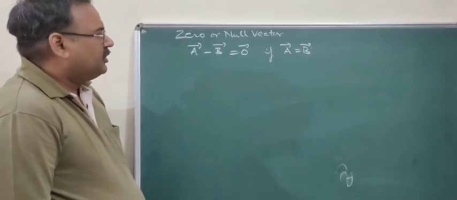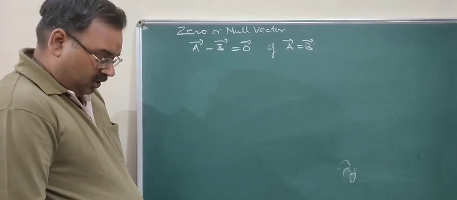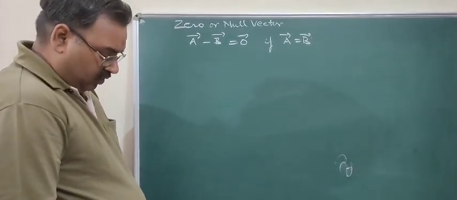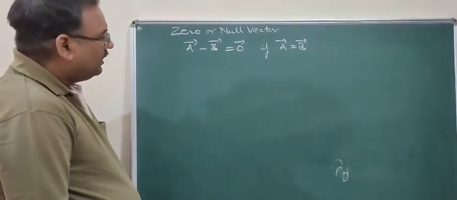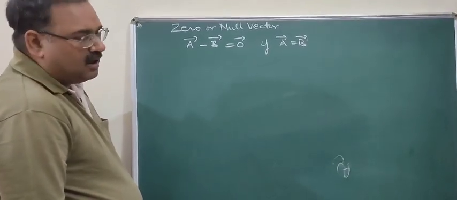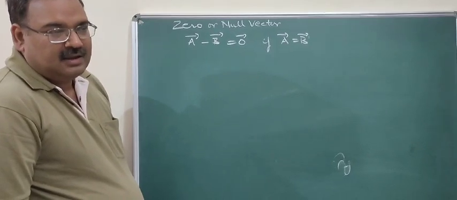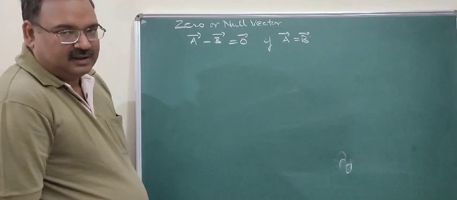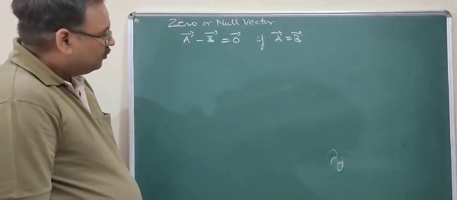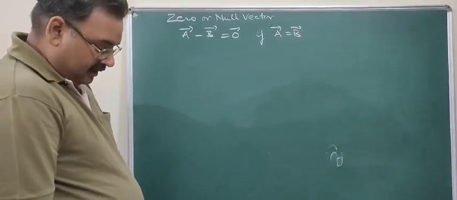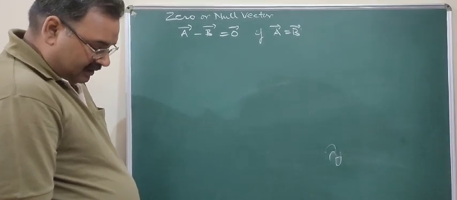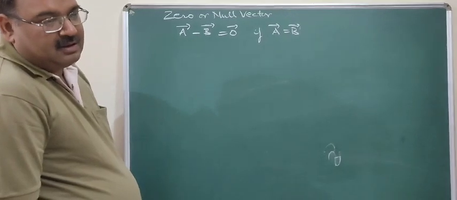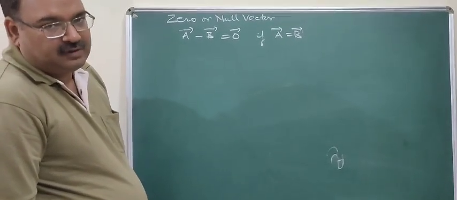The next point is zero or null vector. If two vectors A and B are in the same direction and are equal in magnitude, then their difference is equal to zero vector. If we have two vectors A and B in the same direction and their magnitude is also the same, then the difference is equal to zero vector.